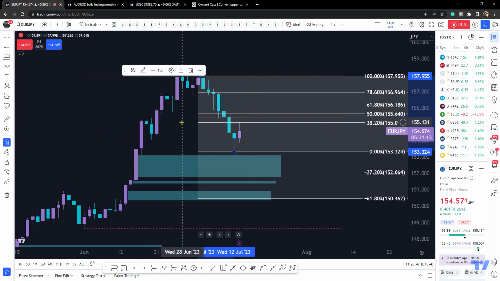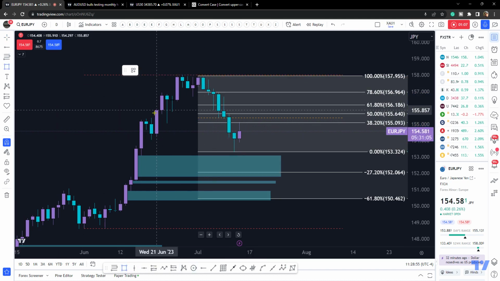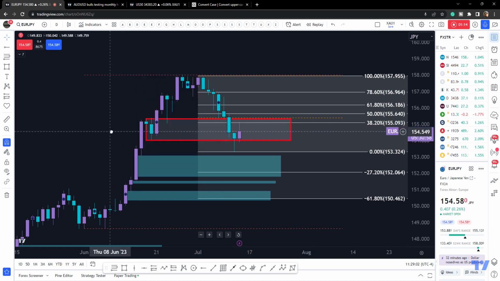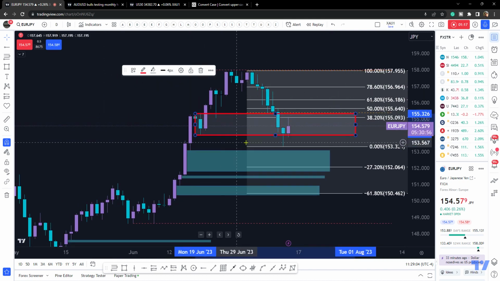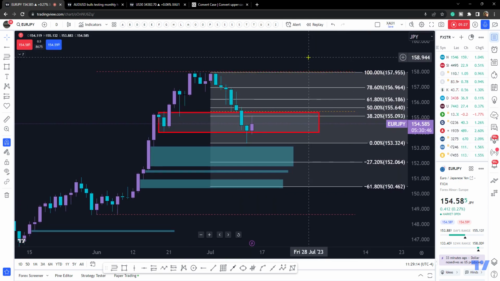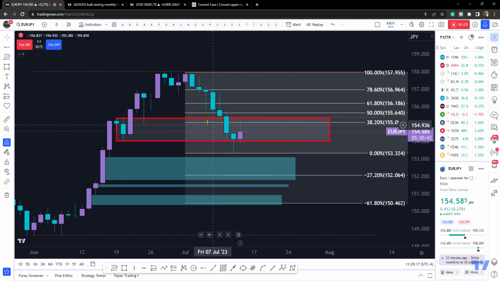This is a potential area of resistance, as per these candles over here. So mark that red for resistance. We're coming up into that resistance area. This could quite easily just tail off and continue lower, or we're going to come back up on the inside for a higher retracement.